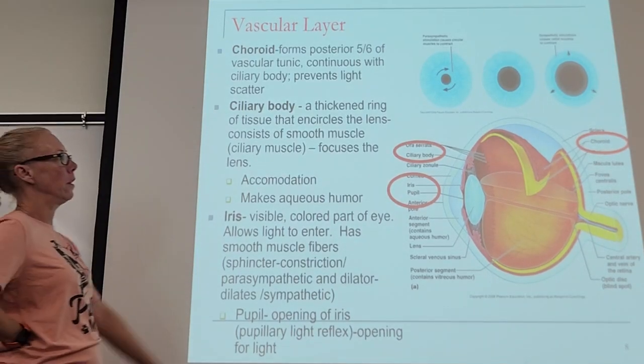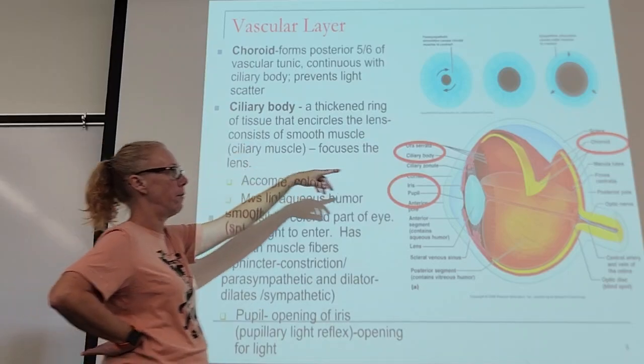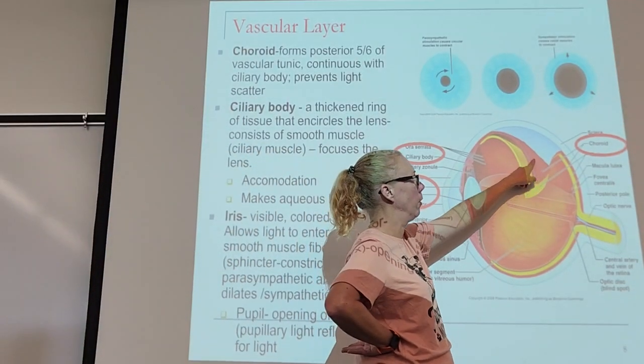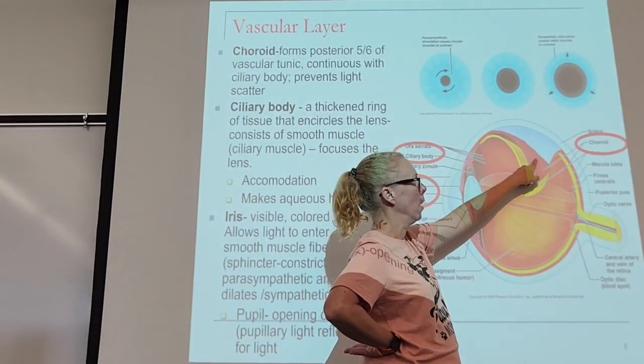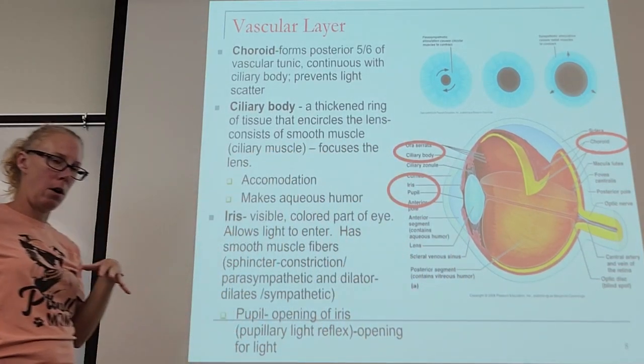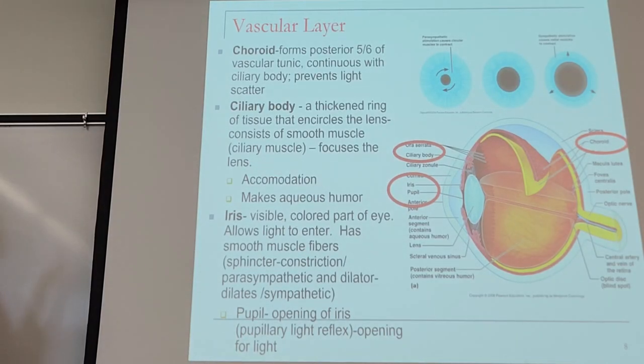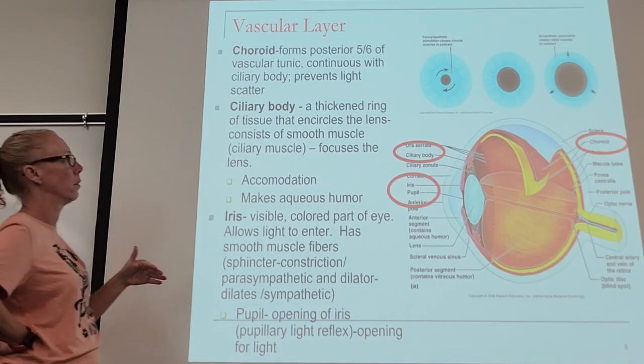Okay, so going from the sclera, we meet the choroid, and the choroid is very vascular. That's where you have all of your blood vessels, and it makes that layer very dark. Like we saw on the sheep or the cow eyeball, that darkness prevents light scatter. So it helps collect light and hold on to it. It prevents light scatter.